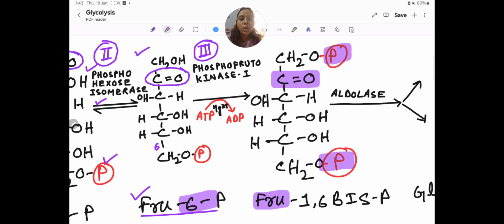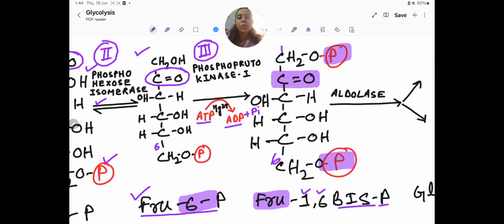Phosphate groups are attached to the first carbon and the 6th carbon. That is why it is fructose 1,6-bisphosphate, because phosphate groups are attached to its first carbon and 6th carbon. So there must be a change. It is not an isomerism. That is why it also needs energy expenditure. So ATP is converted to ADP plus Pi.